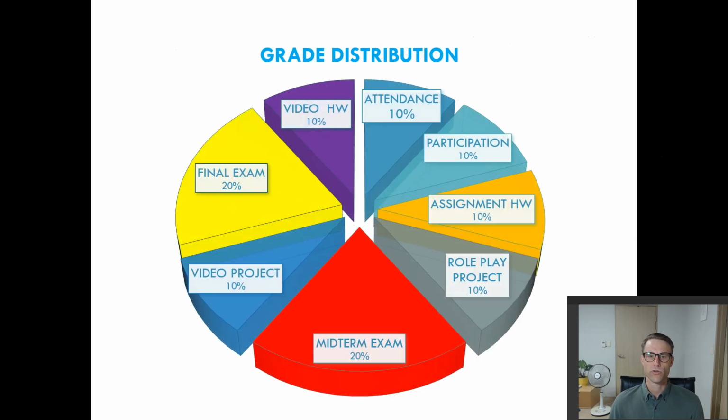Grade distribution. So here is how your final grade will be distributed. Here is the breakdown. So you can see there are a lot of 10%: 10% for video homework, 10% for attendance, 10% participation, 10% for your writing assignments, 10% for role play projects, 20% for your midterm test, 10% for the video project, and 20% for the final exam. So this is your grading distribution. We will talk about more of these individually, each part a little bit later.